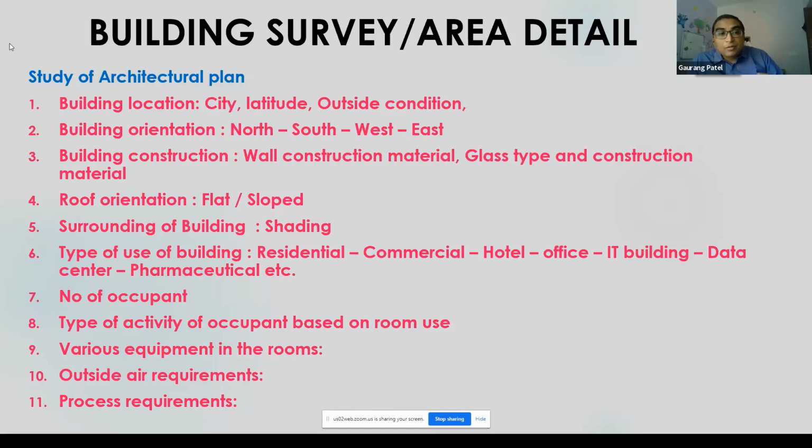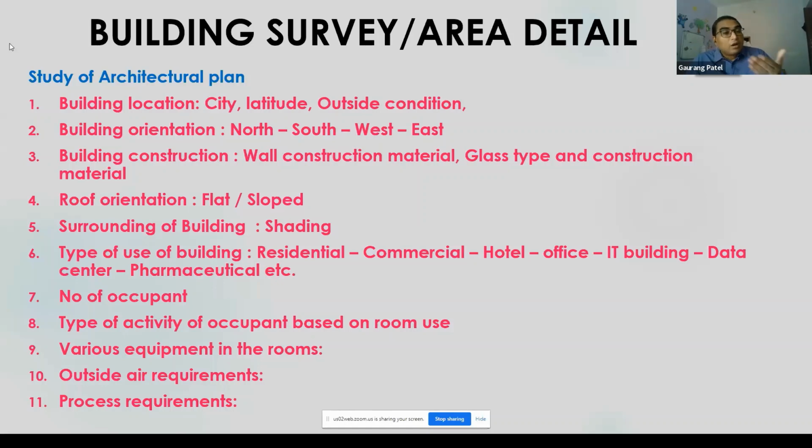So that comes into the picture with the type of use of the building, and other parameters also come into the picture. If I take the example of data centers, the amount of sensible heat from equipment is very high. In the case of pharmaceuticals, I need to go into each and every room and see what process is going on there, and as per that I need to define my parameters.